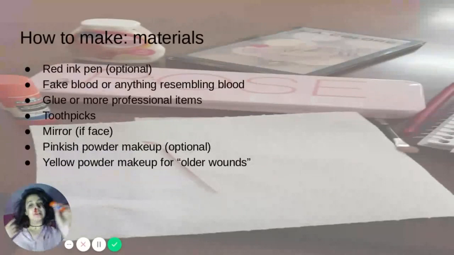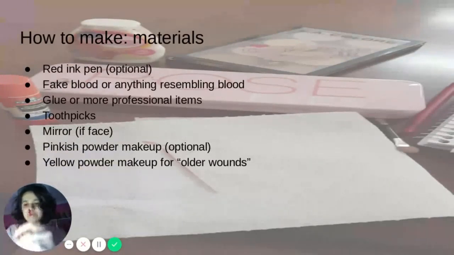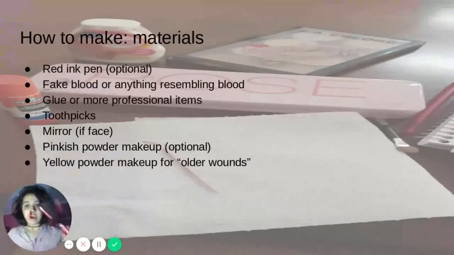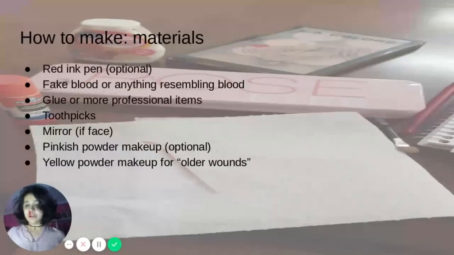You will need glue or the professional fake skin latex, wax, or other. You will need 2 toothpicks, one for glue and one for blood. A mirror if you are working with your face, and makeup powder, specifically a pink one or one that is more yellowish than your skin.